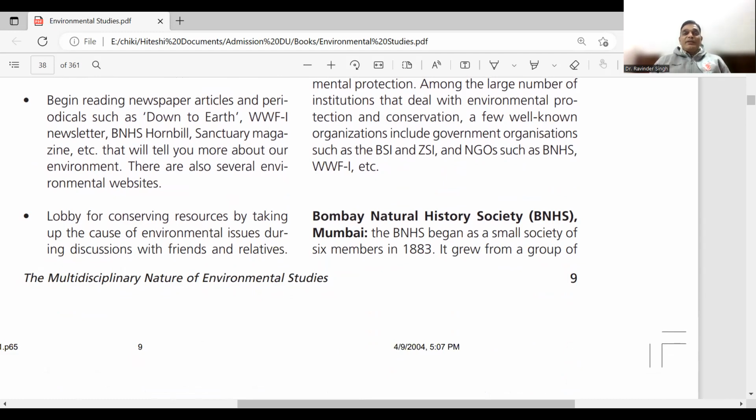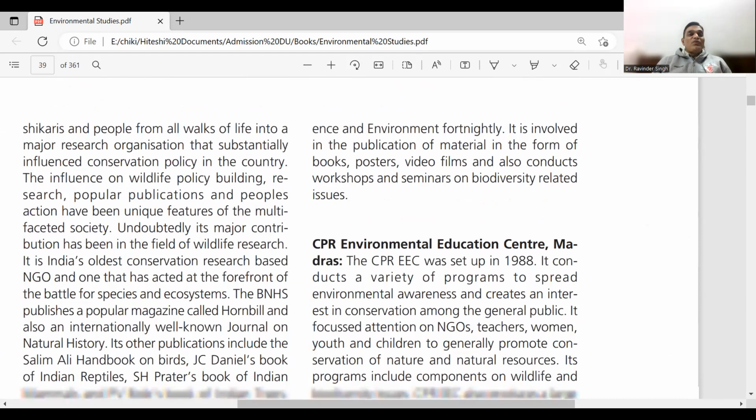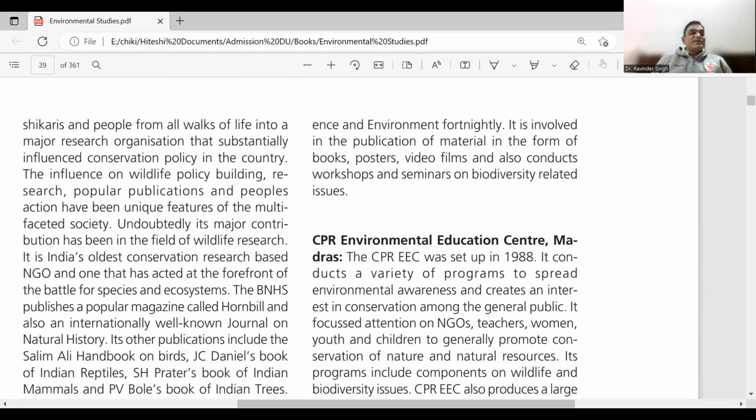The BNHS began as a small society of 6 members in 1883. It grew from a group of shikaris and people from all walks of life into a major research organization that substantially influenced conservation policy in the country. The influence on wildlife policy building, research, popular publications, and people's action have been unique features of the multifaceted society. Undoubtedly, its major contribution has been in the field of wildlife research.